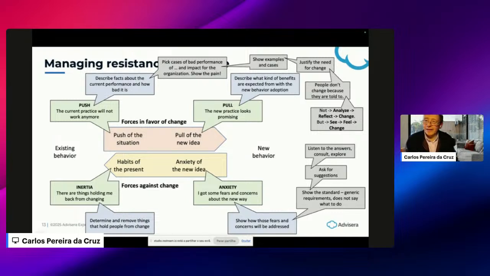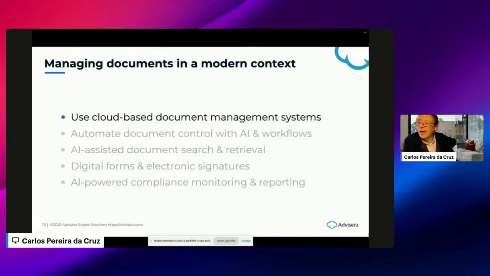Let's see, there are some more questions, but I will answer them. But let's go to the slides that I have here. Raul asked, what should be an easy and practical way to manage documents in the modern context? AI tools, SharePoint, etc. I will not use names of applications or tools here, but what I can say is: use cloud-based document management systems.